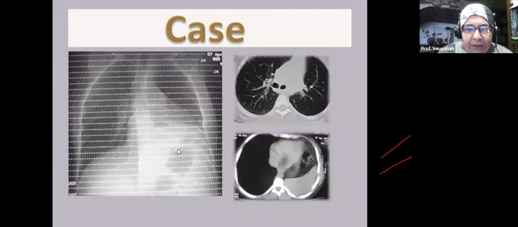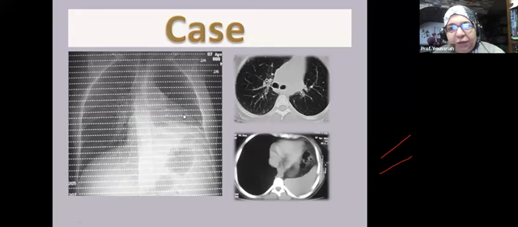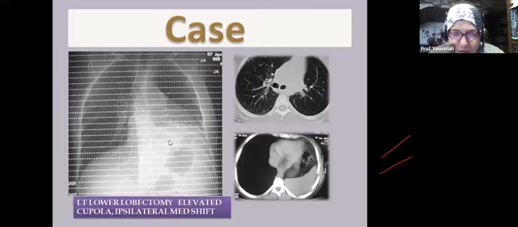Here we have, in the scanogram, elevation of the diaphragm and ipsilateral mediastinal shift. So we have signs of volume loss, actually, in the left hemithorax. This patient had actually done a previous lobectomy, and thus there is volume loss, and we can see the elevation and ipsilateral mediastinal shift.